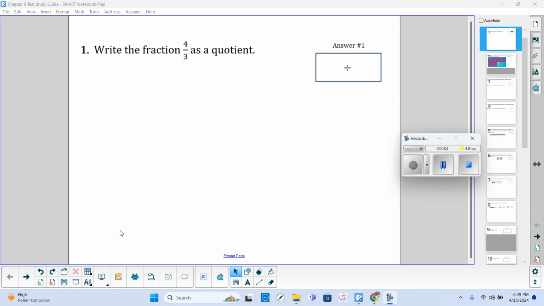So let's begin with this problem. Write the fraction 4/3 as a quotient. That means 4 is being divided by 3, so 4 divided by 3.